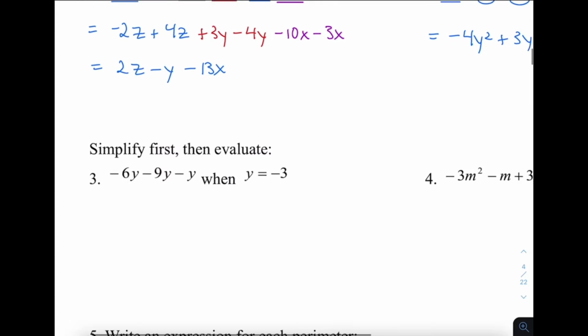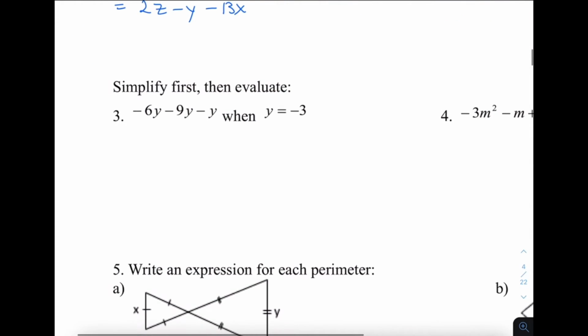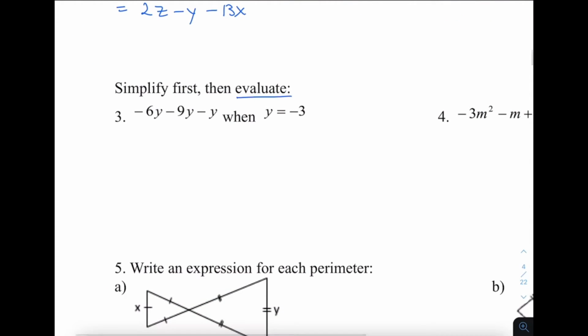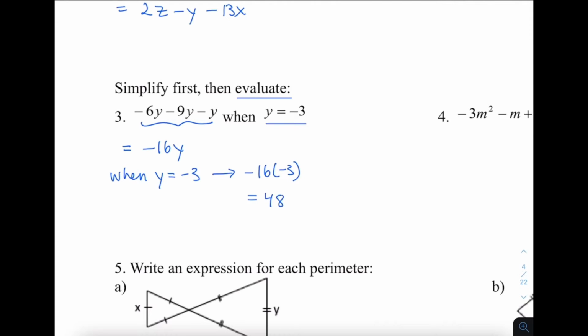Okay, so in this question, we're being asked to simplify first, then evaluate. Evaluate meaning I'm going to substitute 3 in for y. So in this example, what I'm going to do is combine these. So I have negative 6 subtract 9 subtract 16. So I know that this expression is equal to negative 16y. And when y equals negative 3, I can write negative 16y as negative 16 times negative 3, which is 48.